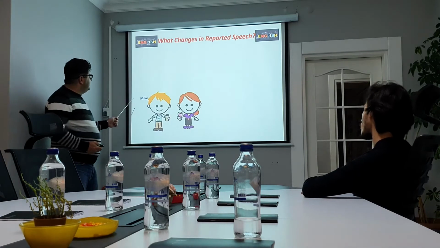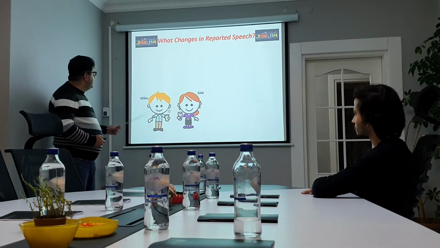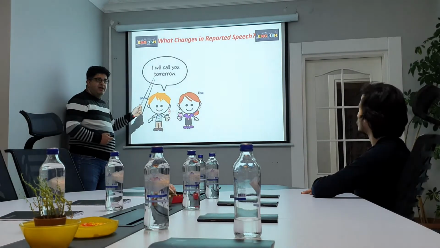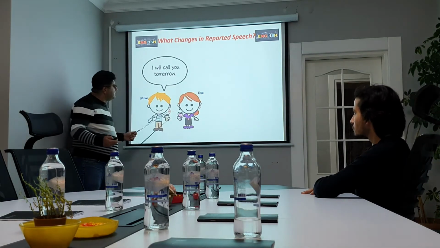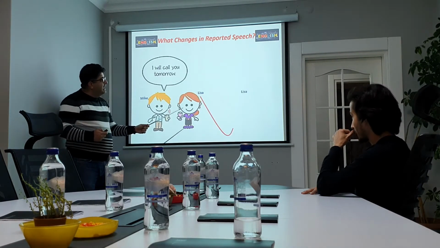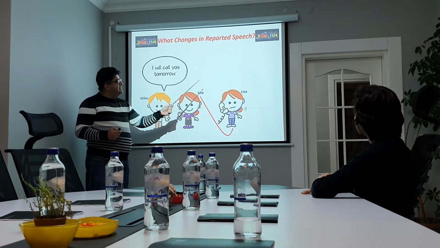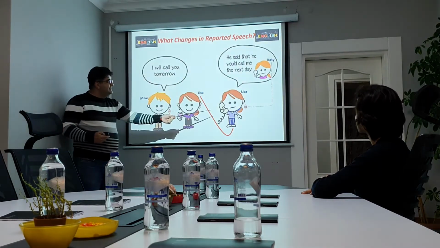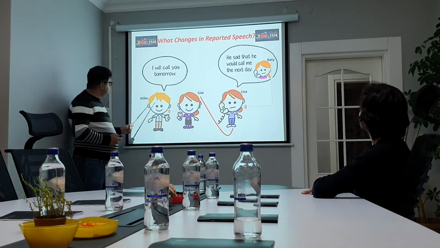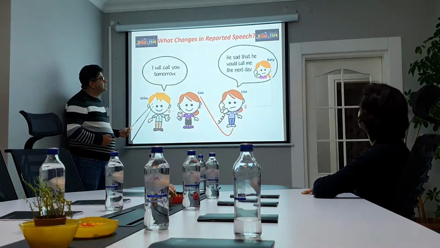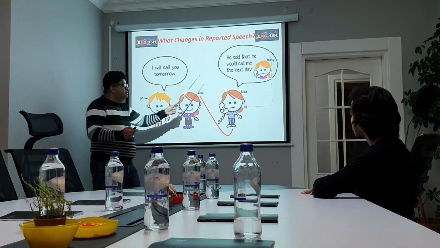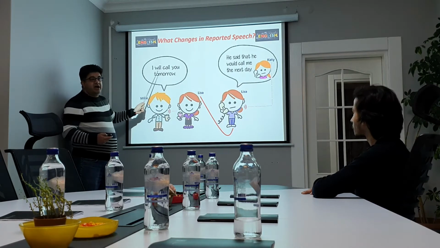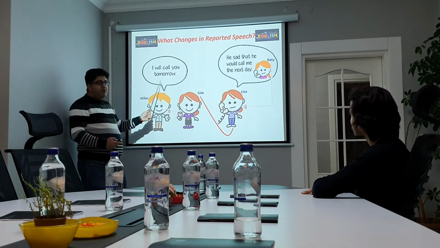Let's see it again. There is Mike, there is Lisa. Mike says to Lisa, what does he say to Lisa? I will call you tomorrow. And Lisa calls and says to a third person, Katie, what does Lisa say to Katie? He said that he would call me the next day. He said that. Who is he? Mike. That he would call me. Why? Because Mike said, I will call you. So tomorrow is the next day.